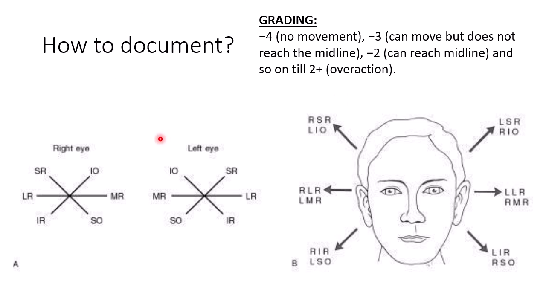So how to document the movements? This is how you document. Okay, these are the cardinal positions, right? And the grading is in the form of -4, -3, -2, -1, 0, +1, +2, depending on whether there is underaction and overaction. So this is the diagram that you draw, okay, for depicting the action on paper. And I think these movements we have already seen, the cardinal position.